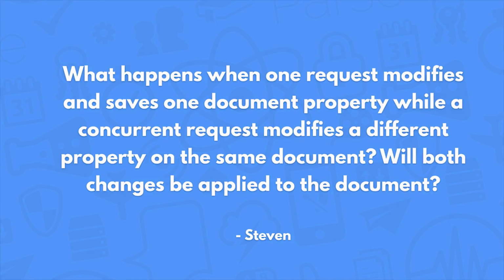What happens when one request modifies and saves one document property, while a concurrent request modifies a different property on the same document? Will both changes be applied to the document? In this case, the answer would be yes. They would both get applied because the concurrent requests were both touching different properties. If they were both trying to change the same property, then whichever one came in last would win. That's like a race condition. But yeah, as long as they were performing separate operations, that should be fine.